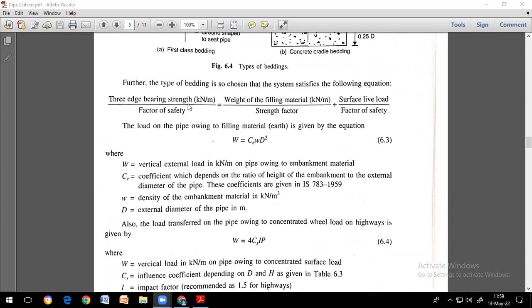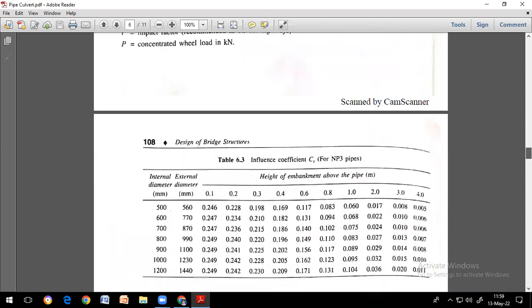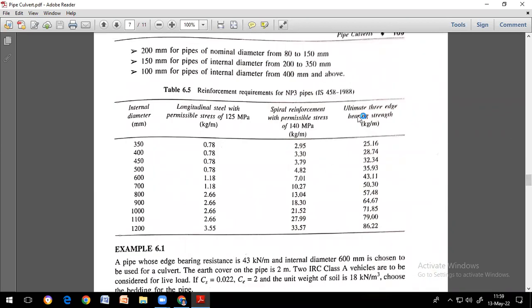This will be just the 3 edge bearing strength, but from this table you can get the ultimate 3 edge bearing strength, just to cross check whether your 3 edge bearing strength is within the limit or not. Based on the diameter of the pipe, if you want to check, you can make use of this table. We can use the reinforcement table for NP3 pipes as per IS 458 1988. Okay guys, so this is the brief introduction and clear information about pipe culverts.